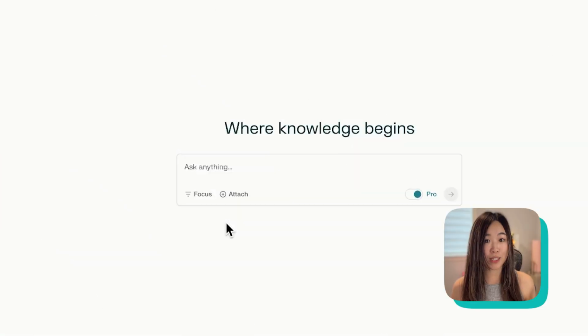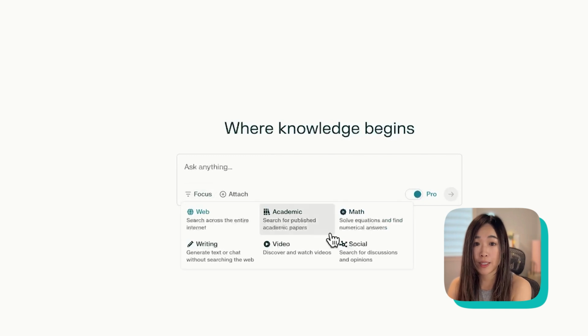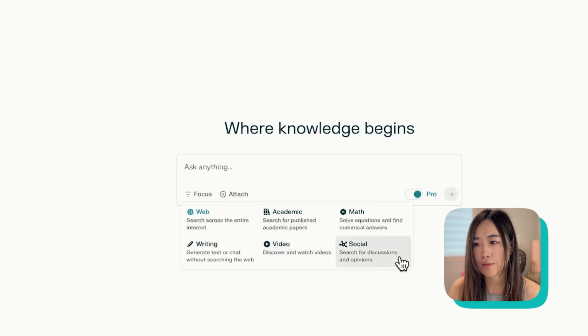But to get the most out of Perplexity, we should take advantage of the focus feature. Academic should be a very straightforward use case. You basically would use this when you need only research-backed information like academic papers or studies. But some of the more interesting focus options are video and social.